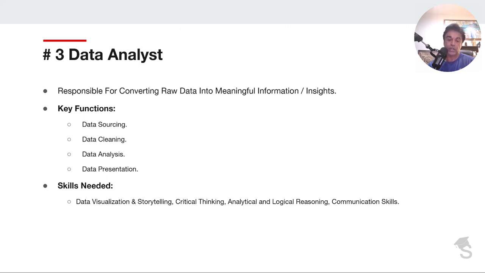Okay. Now let's go over the skills required for a data analyst. First, data visualization and storytelling technique, critical thinking, analytical and logical reasoning, communication skills. Here, verbal is not that important, but yes, writing skills are very important, and definitely hands-on working knowledge of tools like Microsoft Excel, SQL, which is structured query language, and data visualization tools like Power BI, Tableau, or similar tools. That's about data analyst.